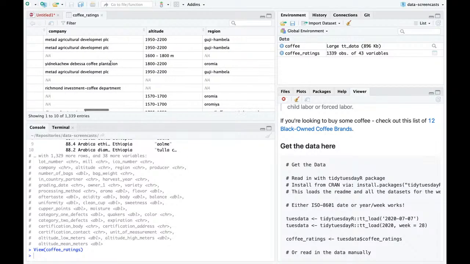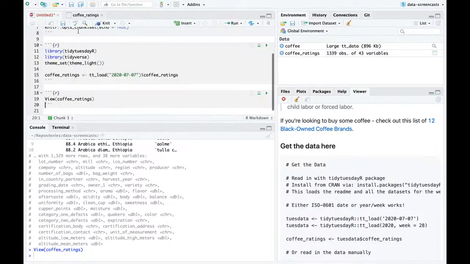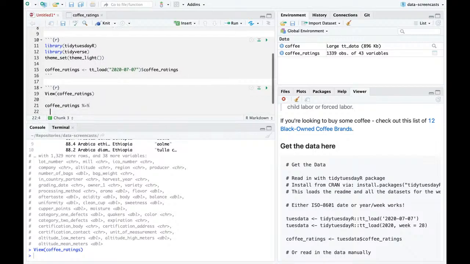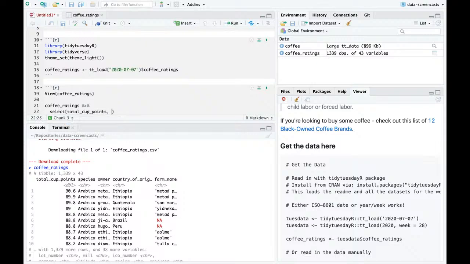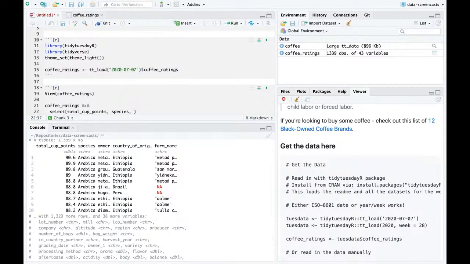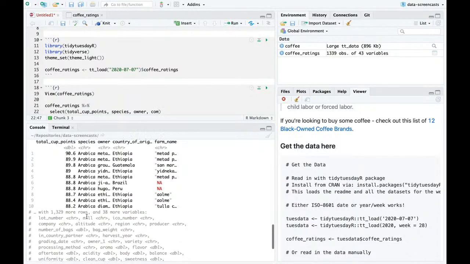So let's get started. I'm going to start by looking at just, let's see, I'm going to select, let's see, I always want the cut points. Species is nice. Owner, and what should I do? The company? No, what among these is unique? I really wonder that.